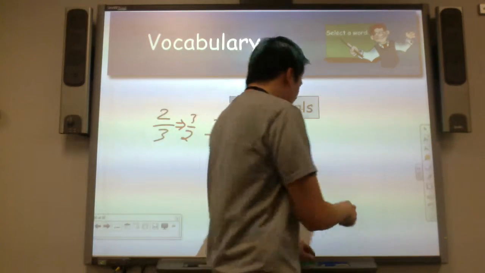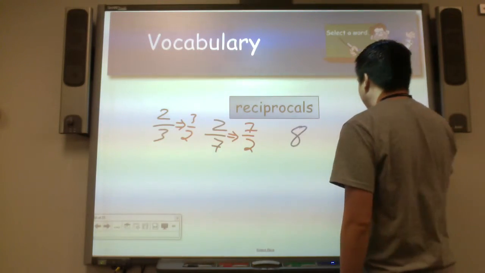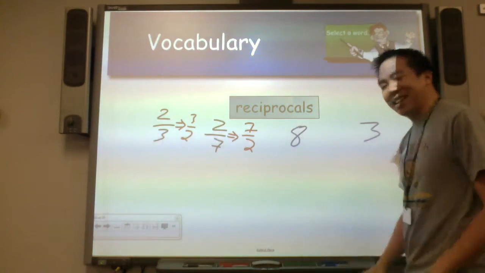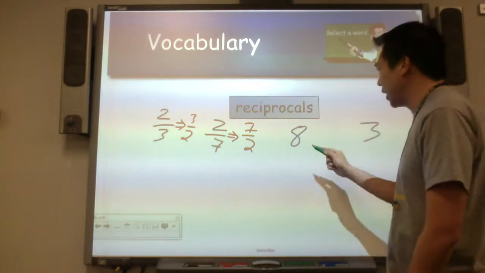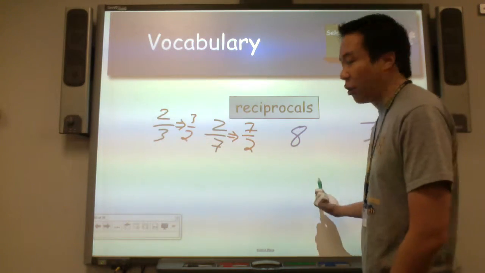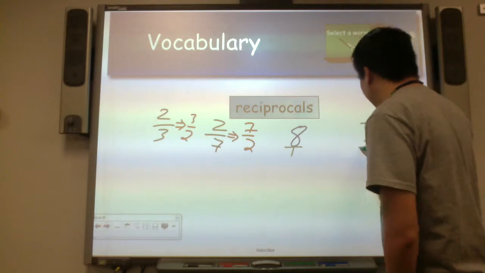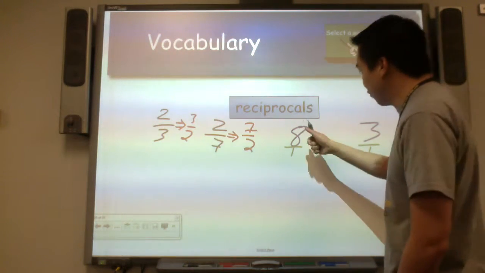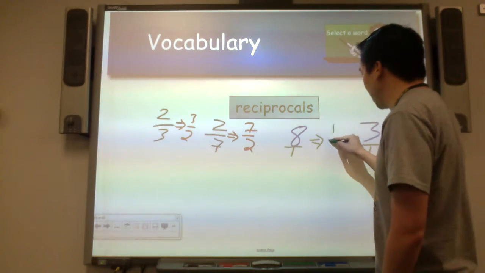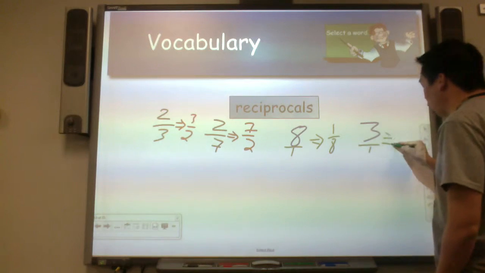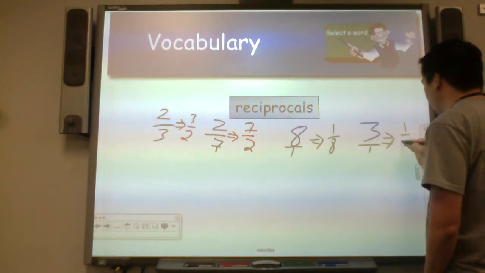What if you have the whole numbers 8 and 3? What is the reciprocal of 8 and 3? Well, first of all, are 8 and 3 fractions? All right, now they're a fraction. I'll put a 1 underneath it. Now flip it. It will be 1/8. And the reciprocal of 3/1 will be 1/3.